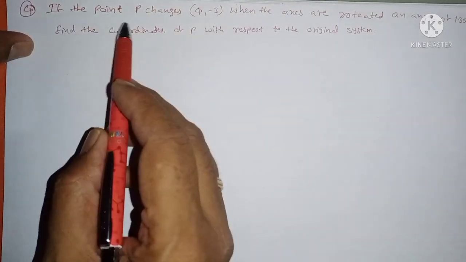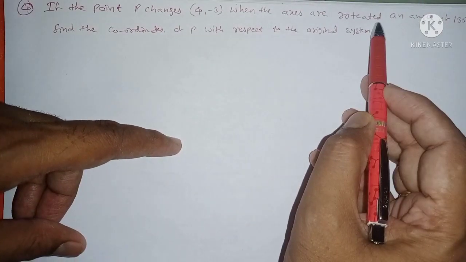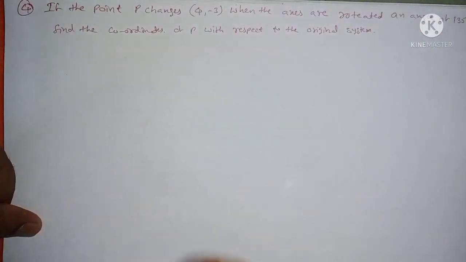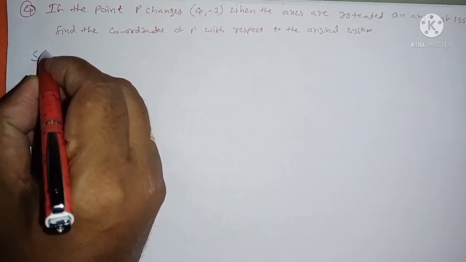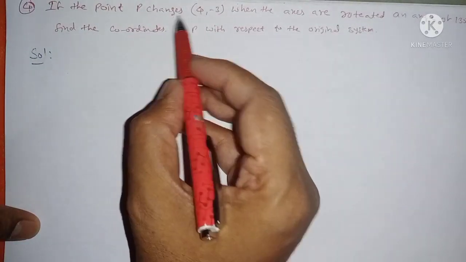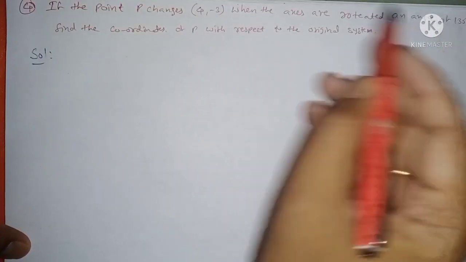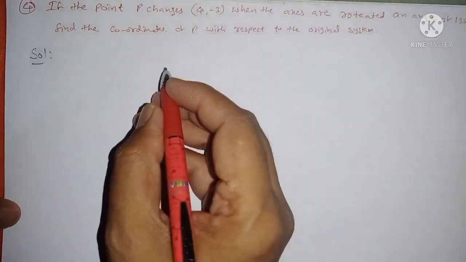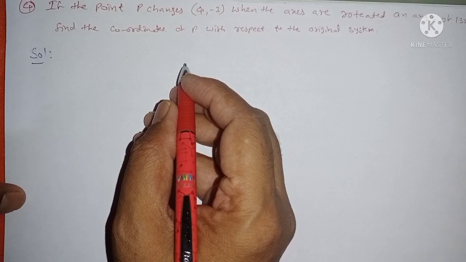Fourth question, if the point P changes to 4 comma minus 3 when the axes are rotated an angle of 135 degrees, find the coordinates of the P with respect to the original system. First, understand the question. Changed axis is given as 4 comma minus 3. Rotated angle is 135. Find the coordinates with respect to the original system. Therefore, x dash comma y dash is given and theta is 135. Therefore, you can find x comma y.